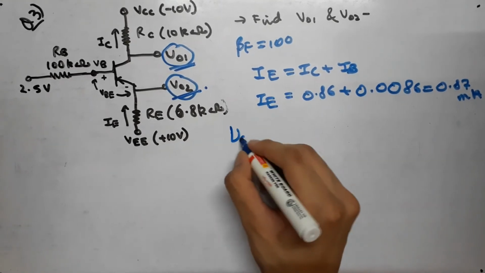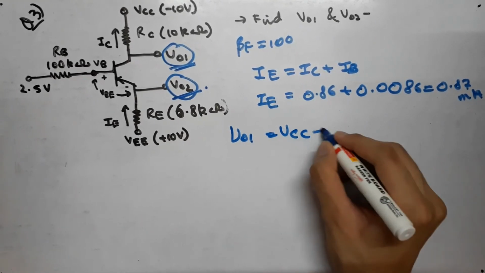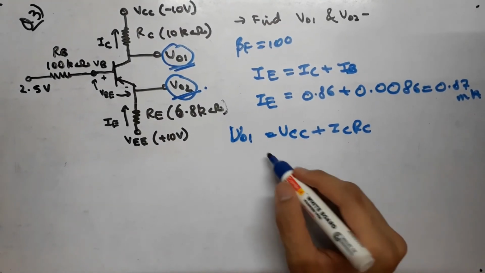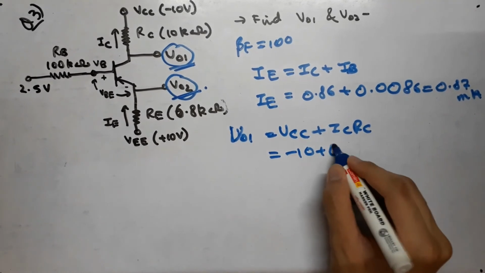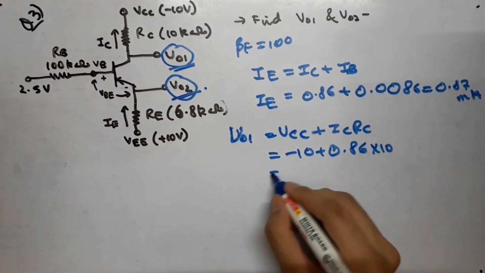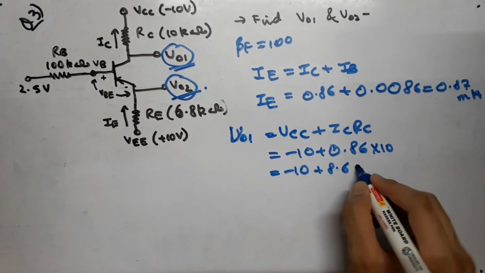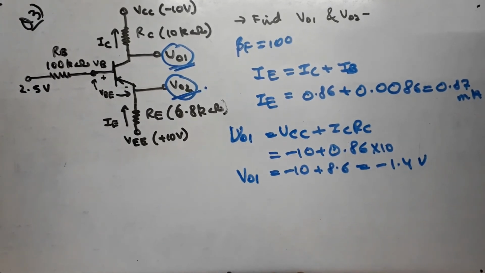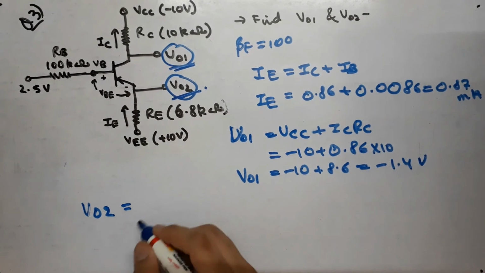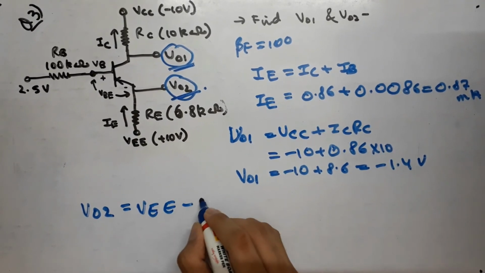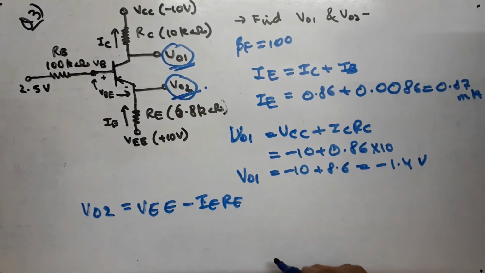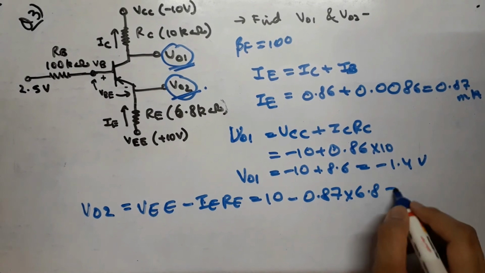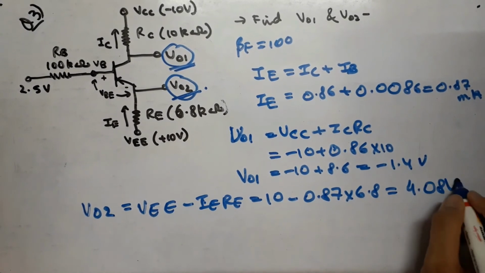Now VO1 is given by VCC plus IC RC. We can get this by looking at the circuit. Now we will put the values: minus 10 plus 0.86 into 10, that is minus 10 plus 8.6, we will get minus 1.4 volts. This is the value of VO1. Now similarly for VO2 we will look at the circuit and we will get VEE minus IE RE. Now the answer will come out to be 4.08 volts.